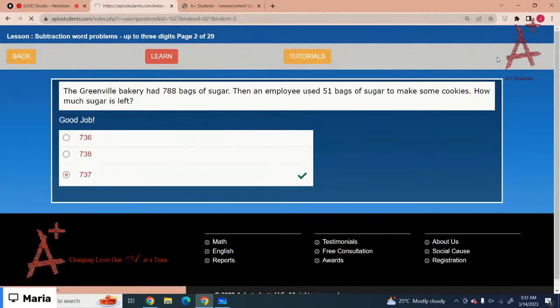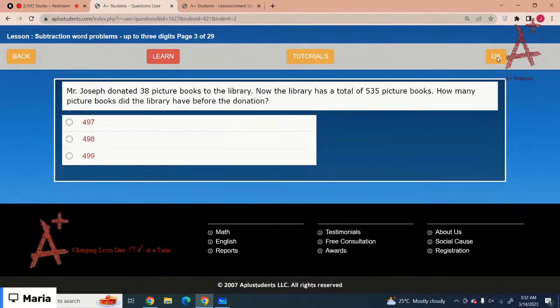Okay, the next one is: Mr. Joseph donated 38 picture books to the library. Now the library has 535 picture books. How many picture books did the library have before the donation? So you have to do 535 minus 38. Got it?